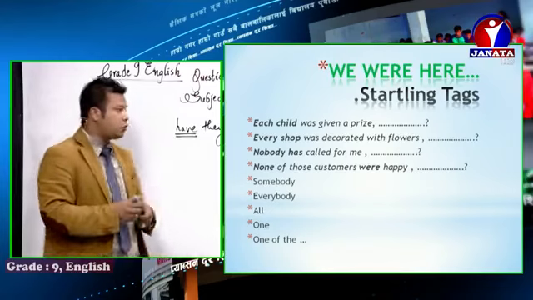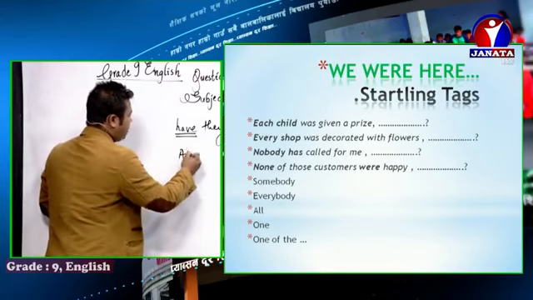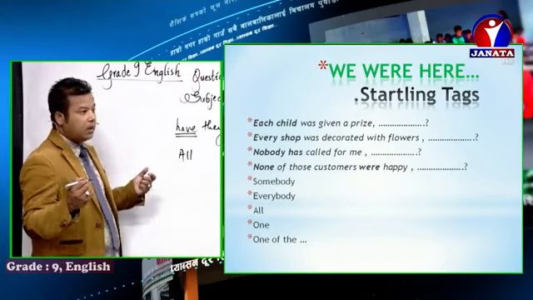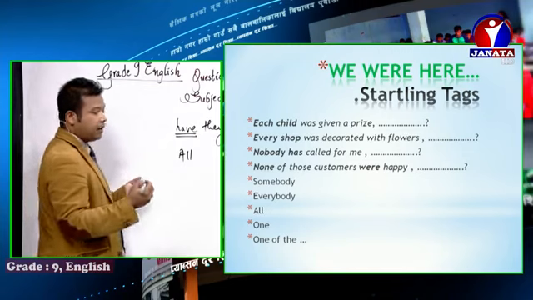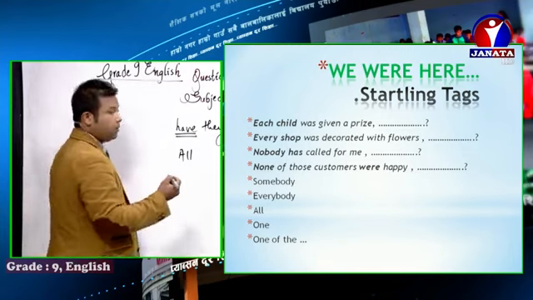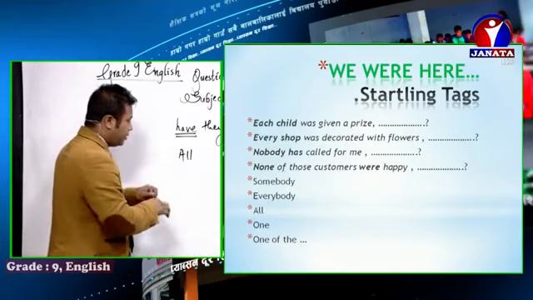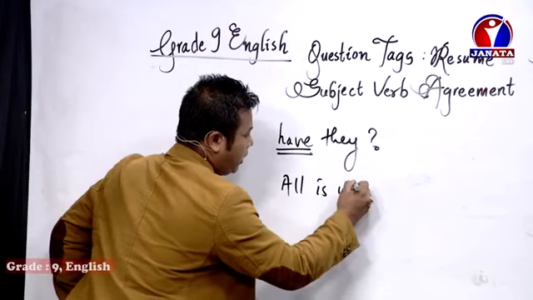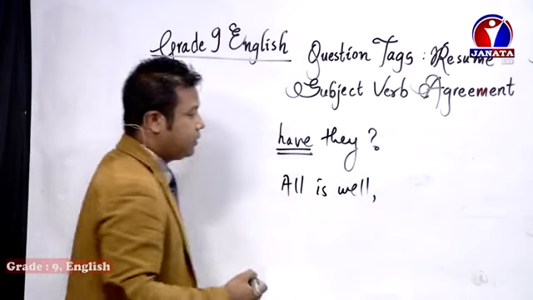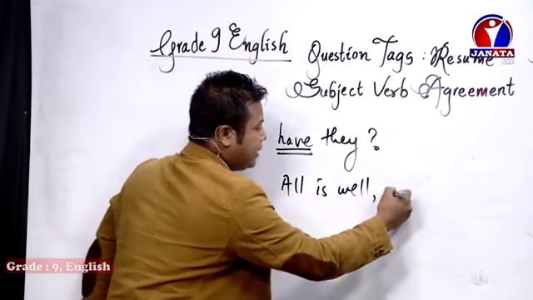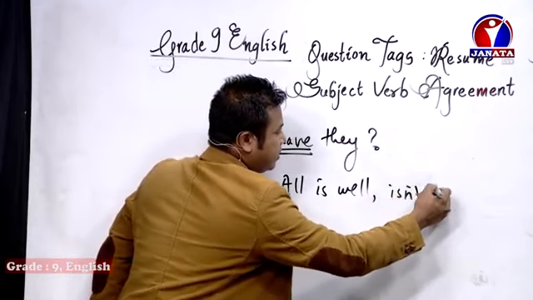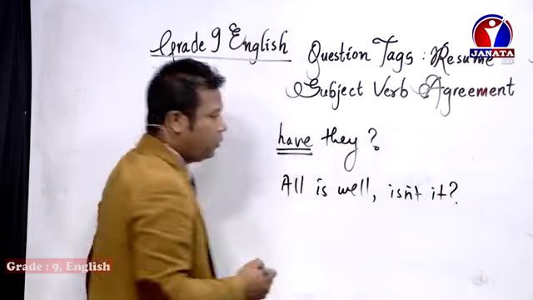Now, all is interesting in a sense. There is one particular example which is obvious, and it is repeated in exams if you're taking next year SEE. So, see if I write all is well. The tag is isn't it? That's how you make it. All's well, isn't it?